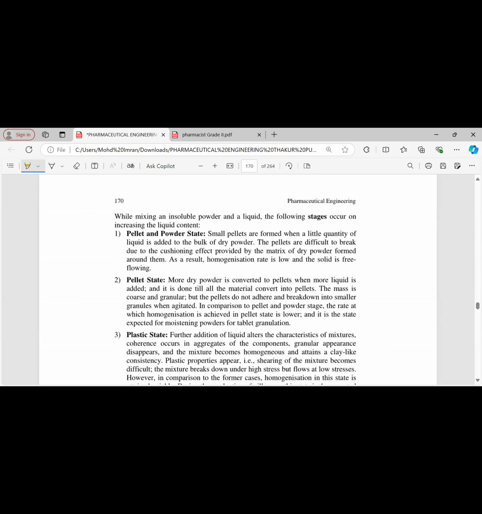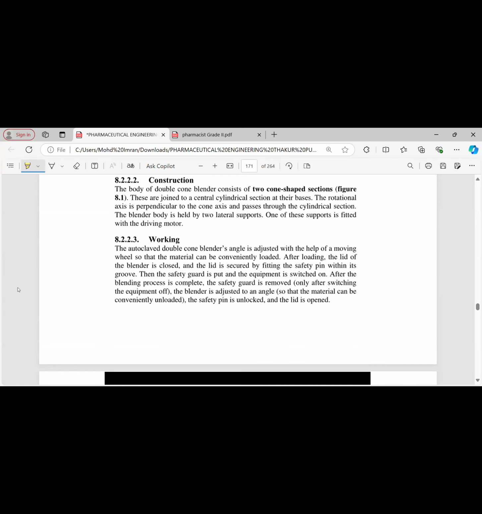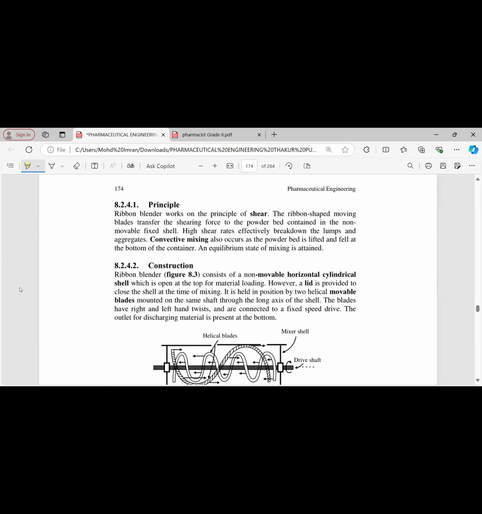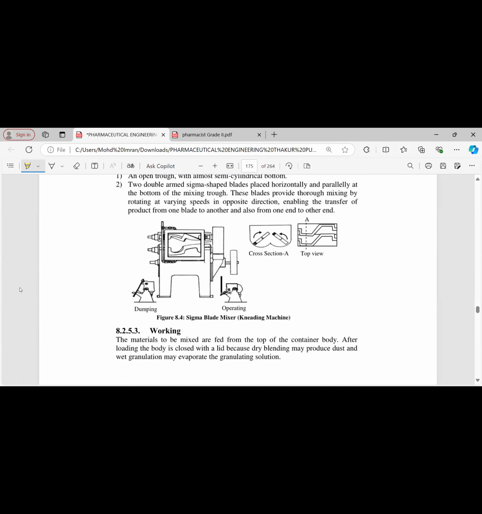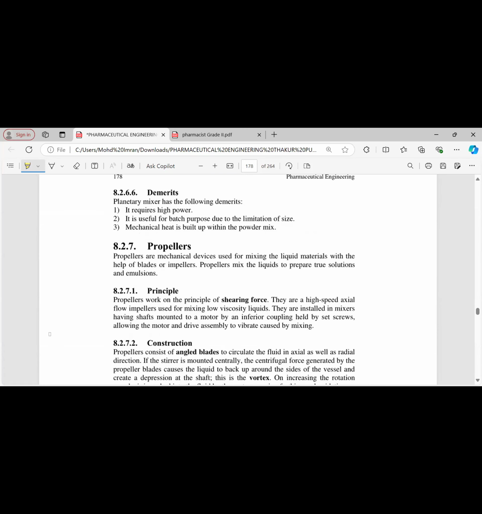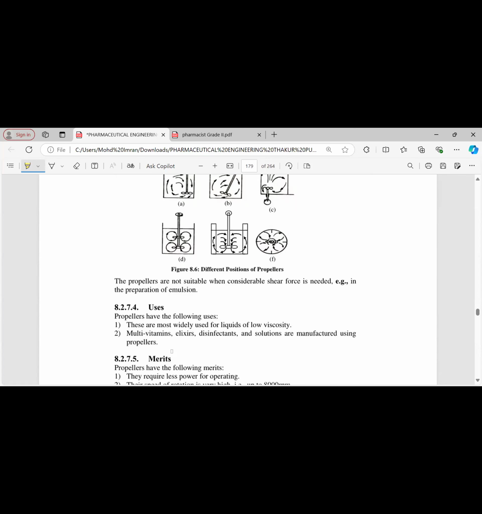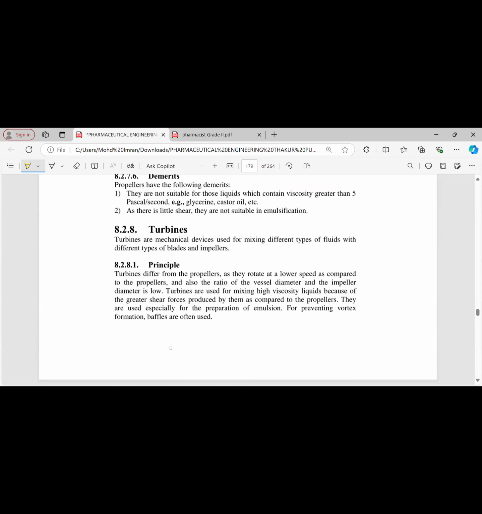Let me show you the mixers used in liquid mixing. These are blender, cone, double cone, all for solids. Liquid: propellers. Yes, these propellers are used in liquid mixing. You can see this kind of propellers, right? Different positions for different propellers are used generally for liquid mixing.